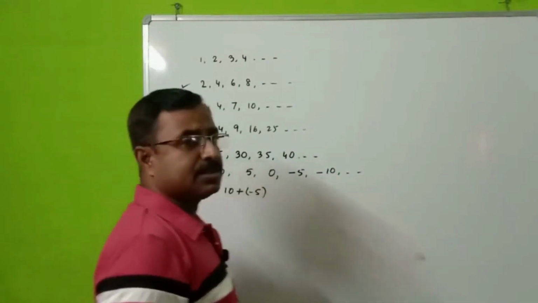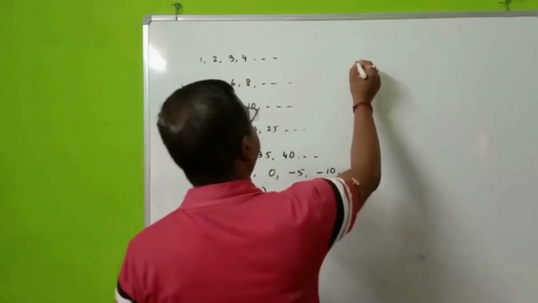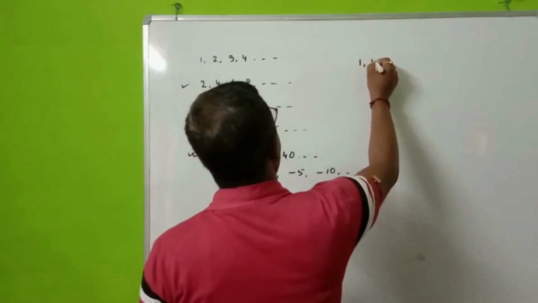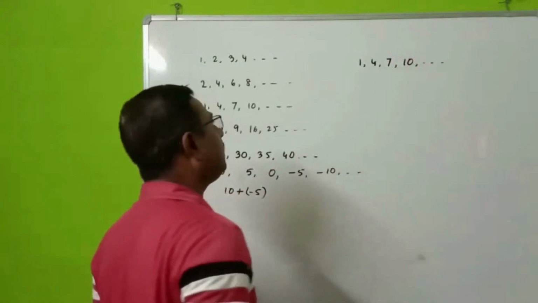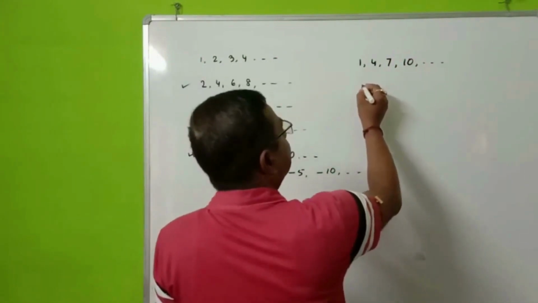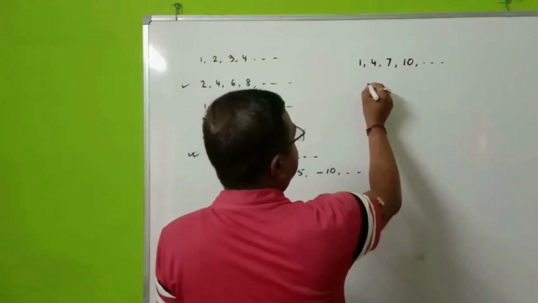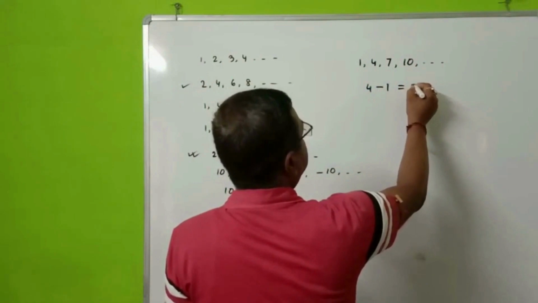Now let us consider an AP. Suppose it is this third one I am taking, 1, 4, 7, 10, and it is continuing. So in this AP, if we get the difference of the individual terms, then 4 minus 1 is equal to 3.